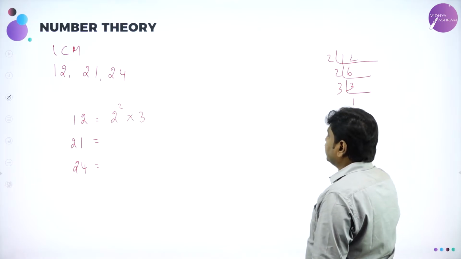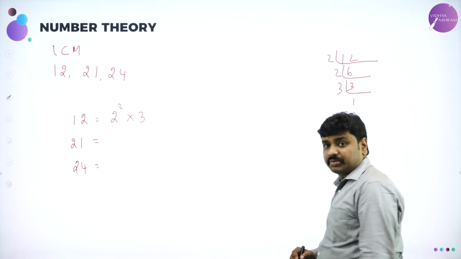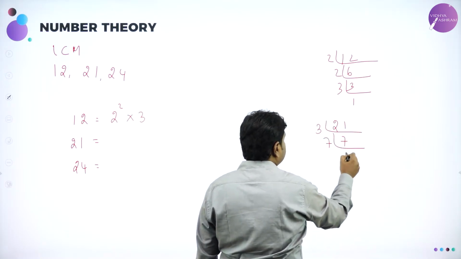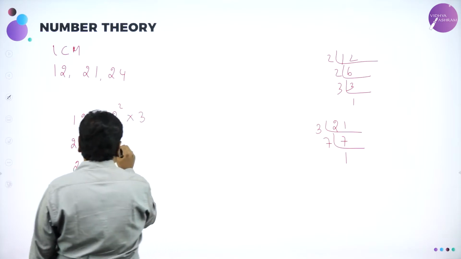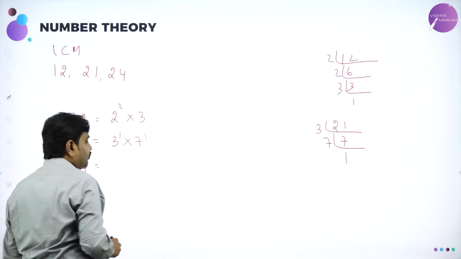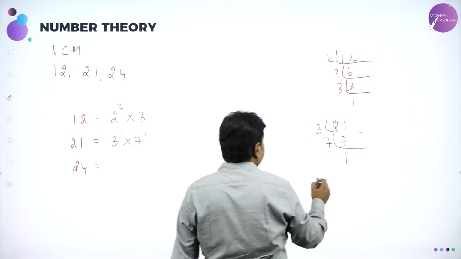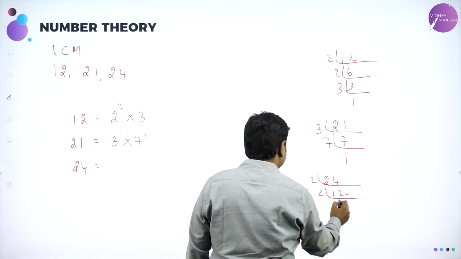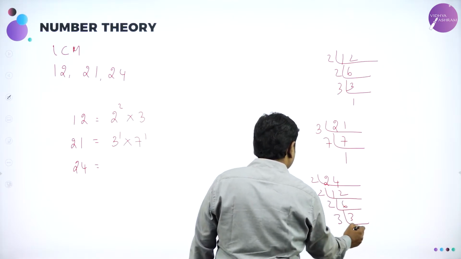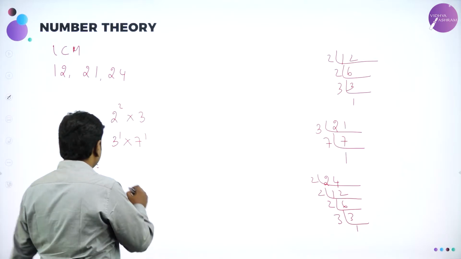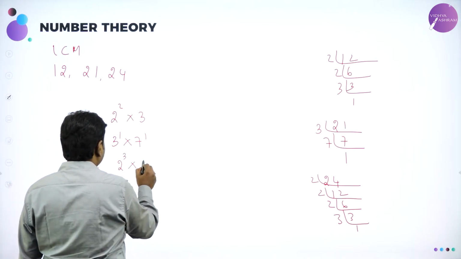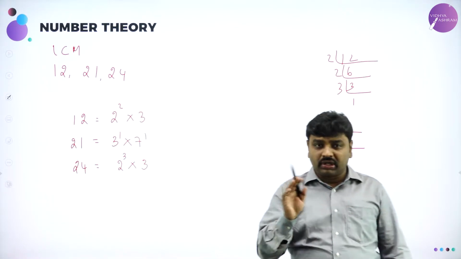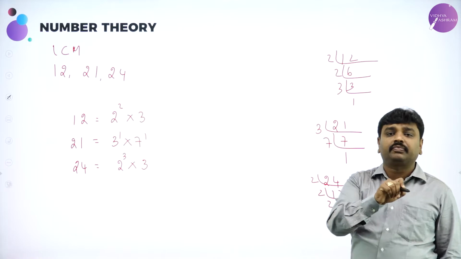Now take 21 and go on dividing with prime factors. 21 is divisible by 3, all of you know, 3 sevens are 21 and 7 ones are 7. So I can write 21 as 3 power 1 and 7 power 1. Then we have 24. 24 you write in terms of prime factors. First you divide 24 by 2, 2 twelves; then 2 sixes, then 2 threes, then 3 ones. So you can write it as 2 cube into 3. Now I wrote all the numbers in canonical form, that is, as a product of prime factors.